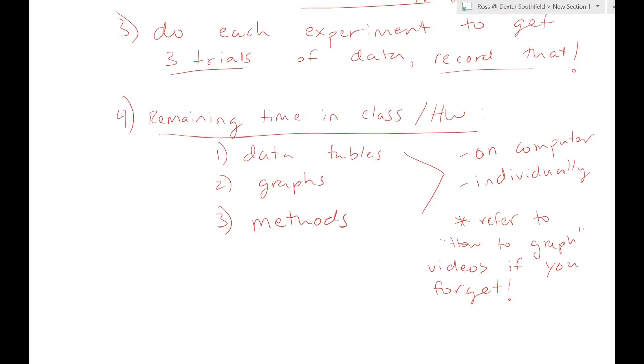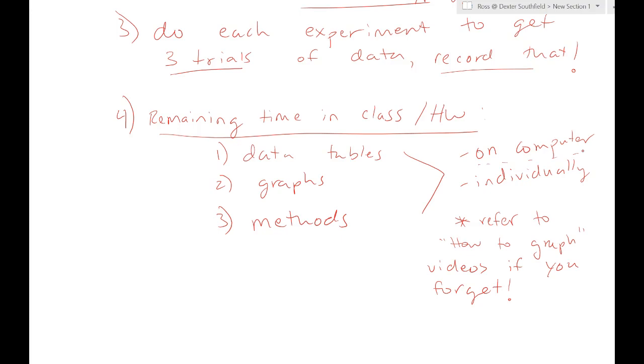So the remaining time in class, and anything that you don't finish up in class, is therefore homework: creating the 2 data tables on the computer, creating the 2 graphs on the computer, and writing up your step-by-step methods so that somebody else, a 6th grader, could redo this experiment. All 3 of these things right here should be done on the computer, right? Your data tables and graphs and methods, and they should be done individually. You're not writing these steps out with your lab partner.